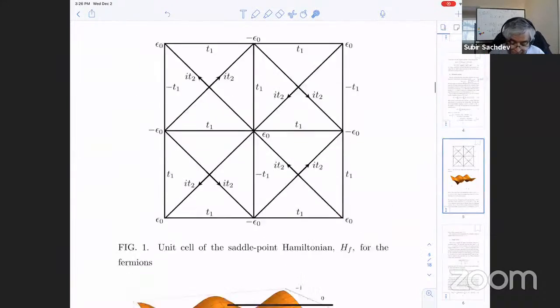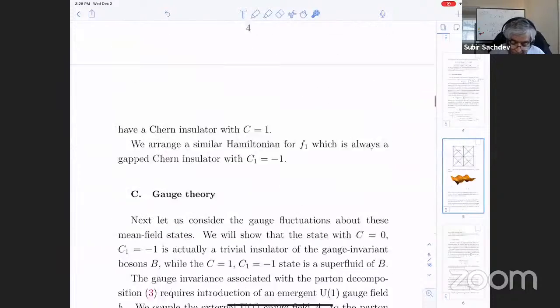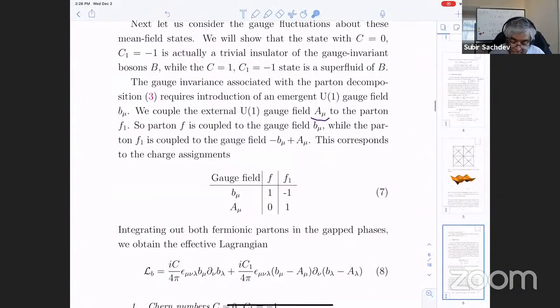I forgot what choice I made, so we just make one choice. I took the external gauge field and put its charge on the F1. And the internal gauge field, of course, has opposite charges between F and F1. So these are our gauge charges. And then I could also make a table here of Chern numbers. That's really all the information I need to say something about the low energy theory.